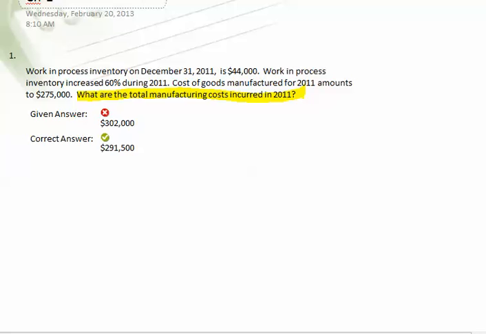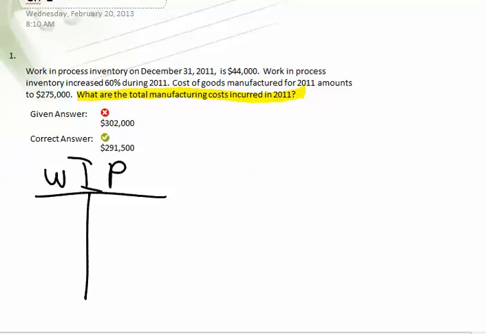The work in process inventory on December 31st, 2011 is 44,000. Work in process inventory increases by 60% during 2011. Cost of goods manufactured for 2011 amounts to $275,000. What are the total manufacturing costs incurred? Well, let's start out by drawing a little T account here. This is going to be my work in process.